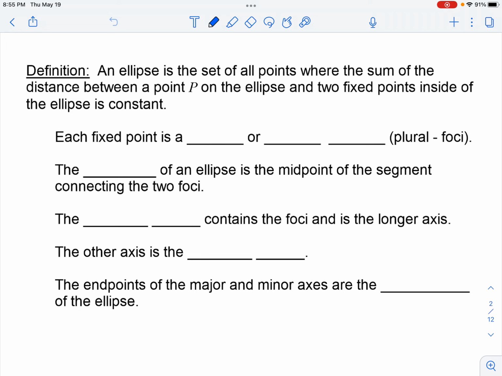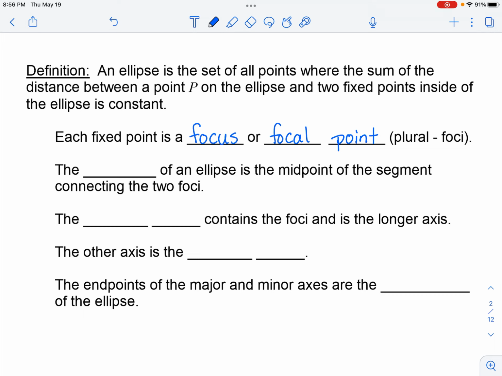Let's go through the formal definition of an ellipse. An ellipse is a set of all points where the sum of the distances between a point P on the ellipse and two fixed points inside of the ellipse is a constant. Each of those two fixed points is a focus, or a focal point, for the ellipse.